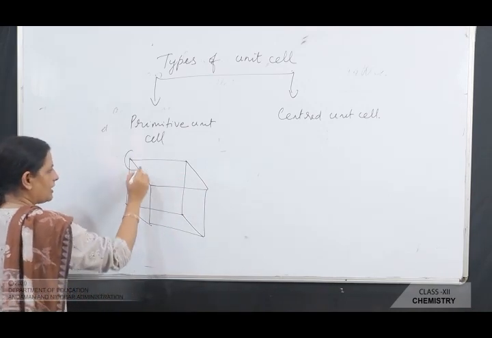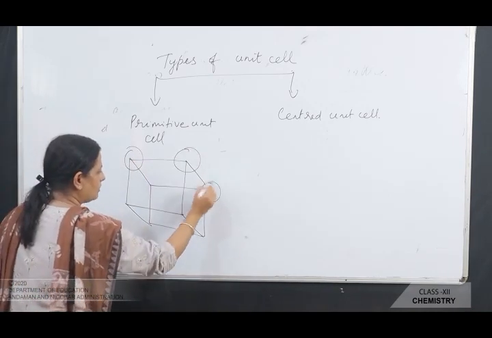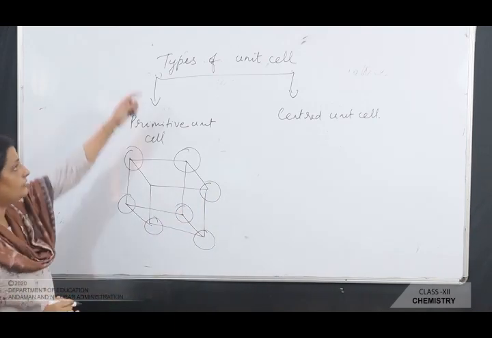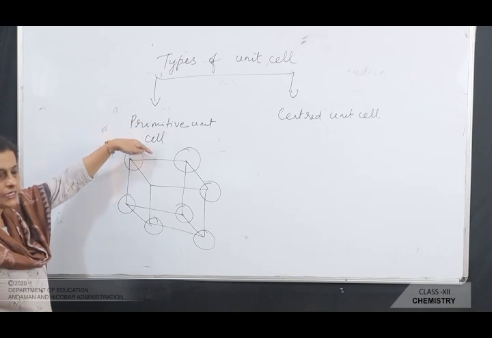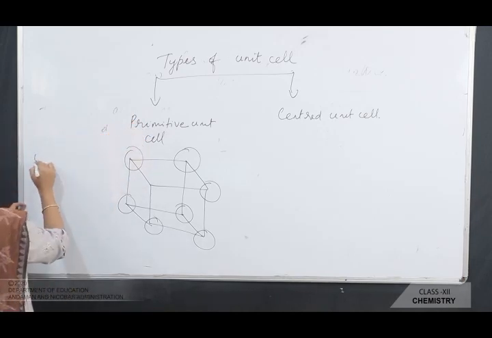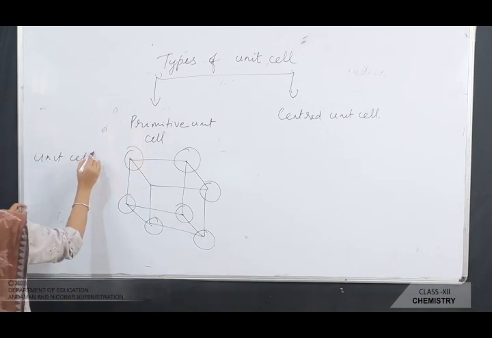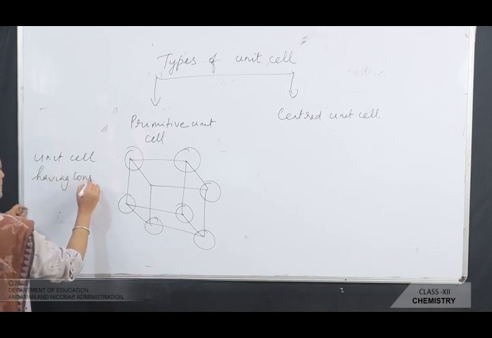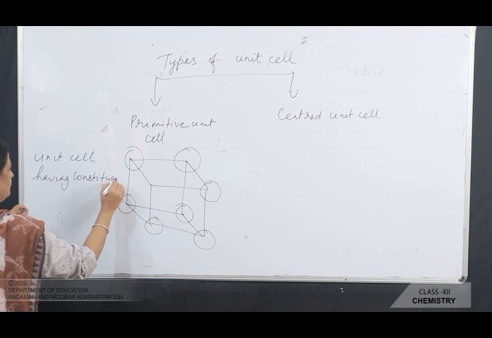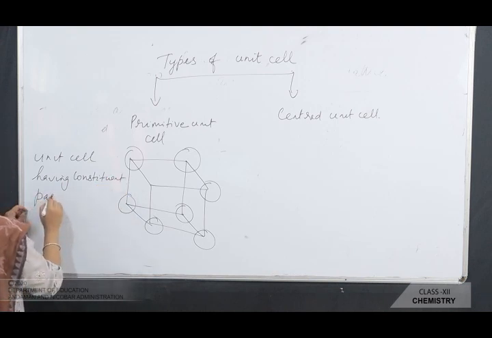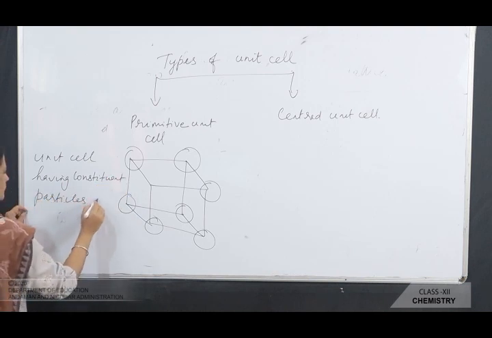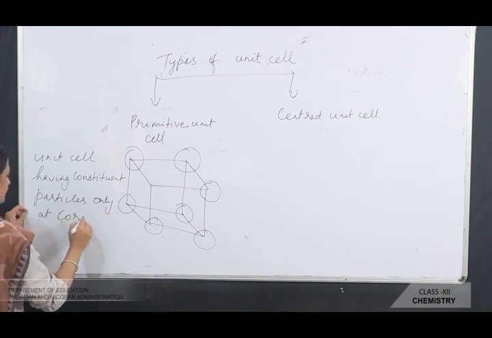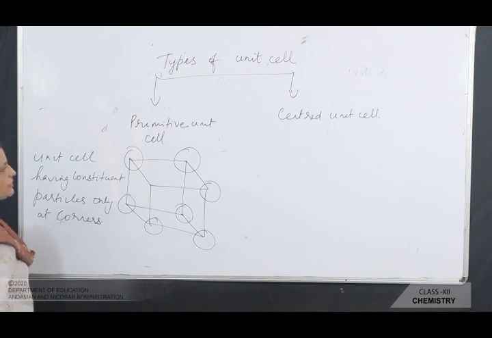Now how many corners are there? 8. So it has got constituent particles only at the corners. Such a unit cell is known as what? Primitive unit cell. A unit cell having constituent particles only at corners is known as primitive unit cell.